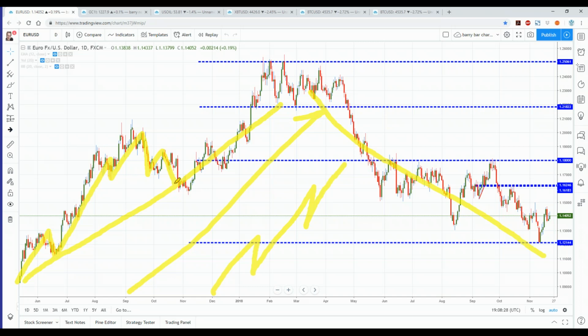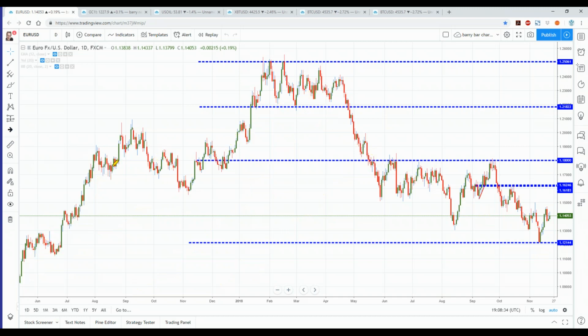Now, you can have trends that aren't well-formed and well-defined, but the more well-formed and the more defined a trend is, the better our trading will be in this manner. See, in a downtrend, push, ease, push, ease, push, ease, push, ease, push.